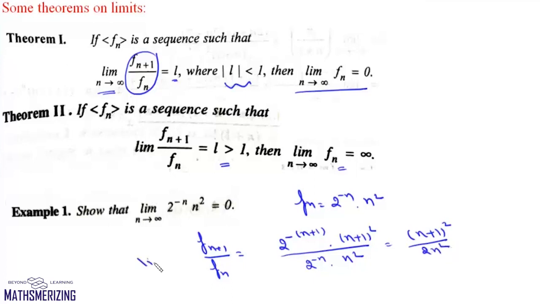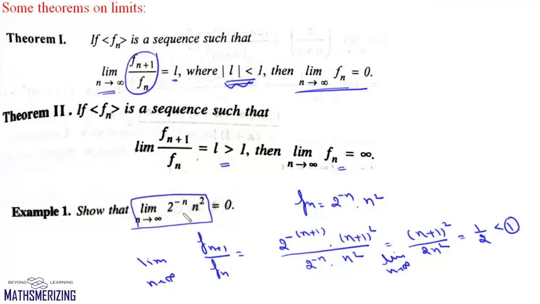Now we take this limit n tends to infinity. This limit will be simply 1 by 2, which is less than 1. So if mod L is less than 1, then this limit n tends to infinity f_n will be 0. That means this limit n tends to infinity f_n, which is 2 to the power minus n into n square, will be simply 0. And this is how we prove such questions.